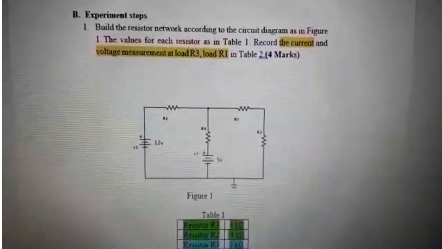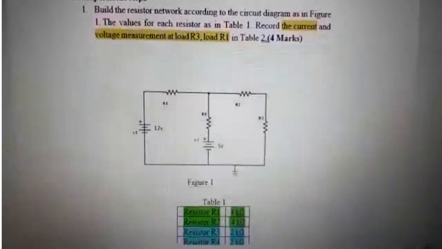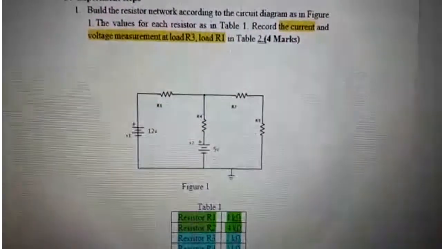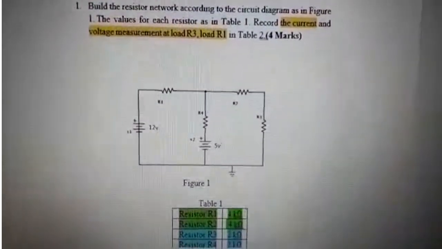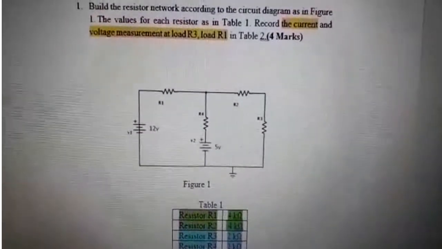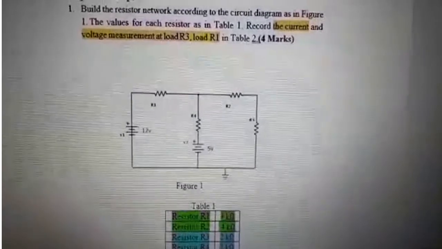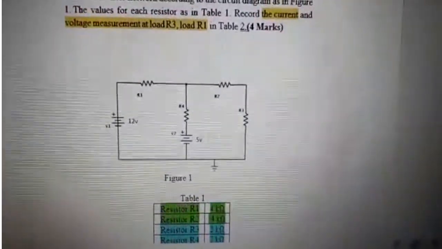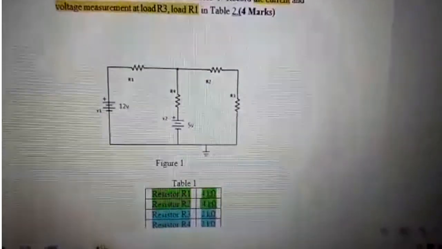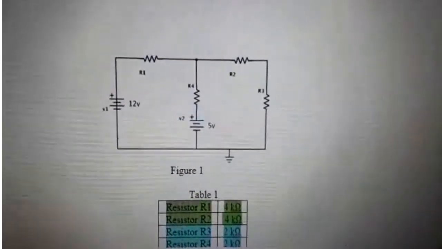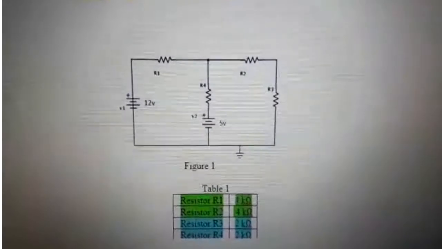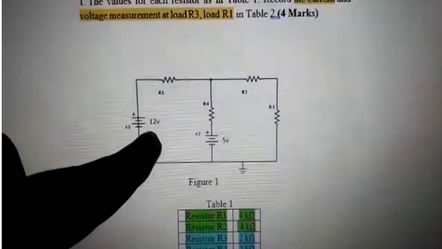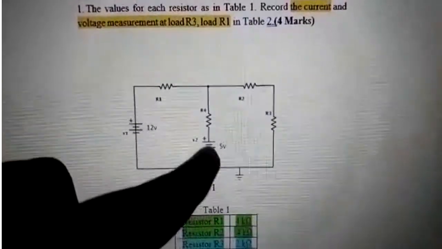Today I am going to show you all how to solve this circuit by using the superposition theorem. Superposition theorem means each circuit has two or more sources. When we have two sources, then only we can apply the superposition theorem. In this circuit, we have V1 and V2. V1 is 12 volt and the other one is 5 volt.